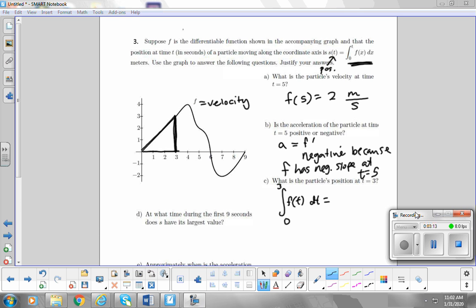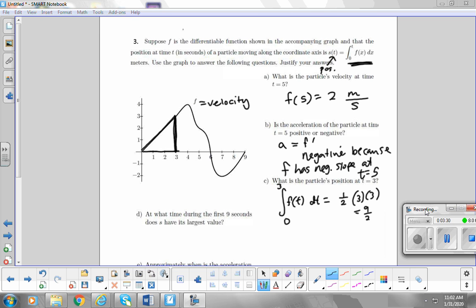I think the area of the triangle is easier. Okay. Area of a triangle is what? One half base times height. So what's the height? 4.5, or 9/2. What are the units on it? Meters. We're talking about a position.